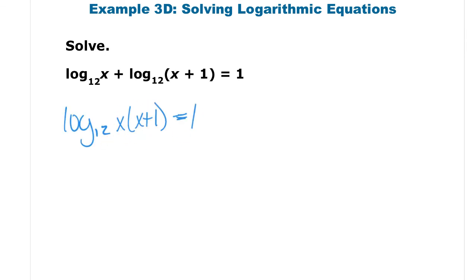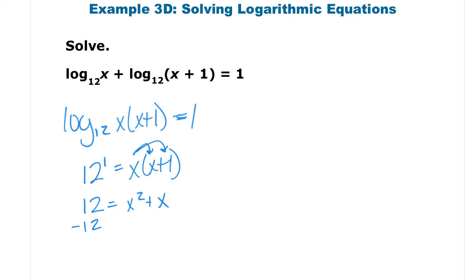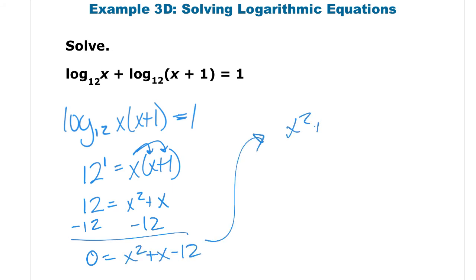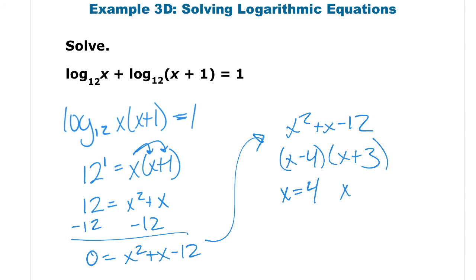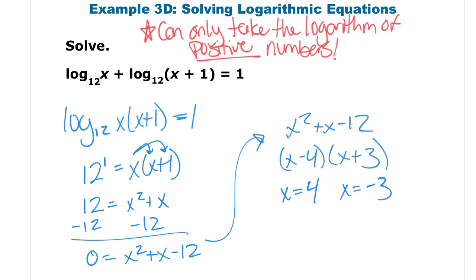I rewrote this using the properties of logarithms, and now I'm going to just use the definition. 12 to the first is going to equal x times x plus 1. With a distributive property, I get this. And now I'm looking at this like a quadratic. So I'm going way back, solving it like it's a quadratic, setting it equal to 0. And then I'm going to look and see, can I factor this? Turns out we can factor it, and we would get the solutions of x equals 4, that's one of the zeros, and x equals negative 3. So there's two possible solutions here. We have to see which one is going to work.